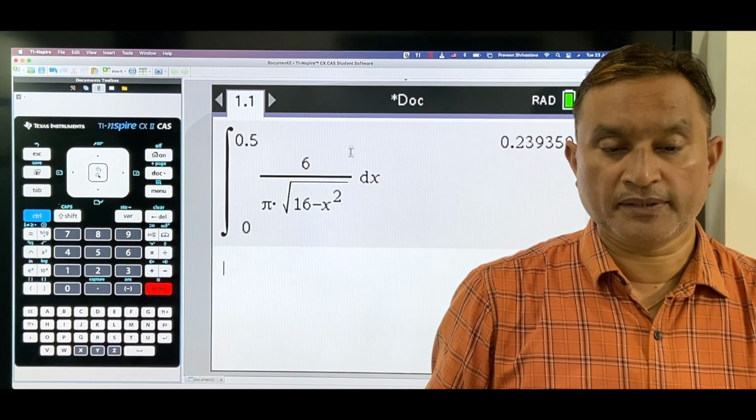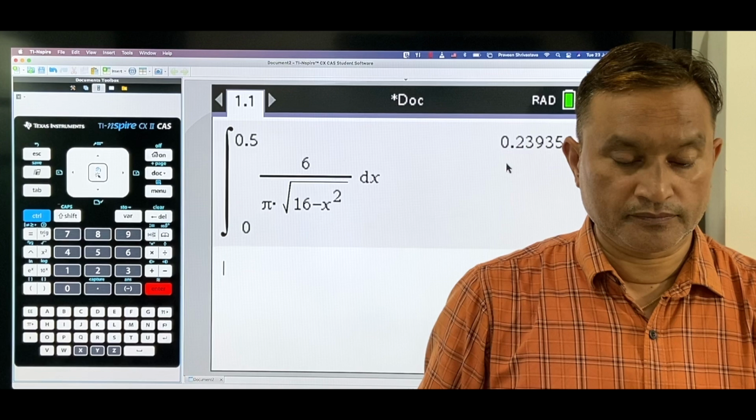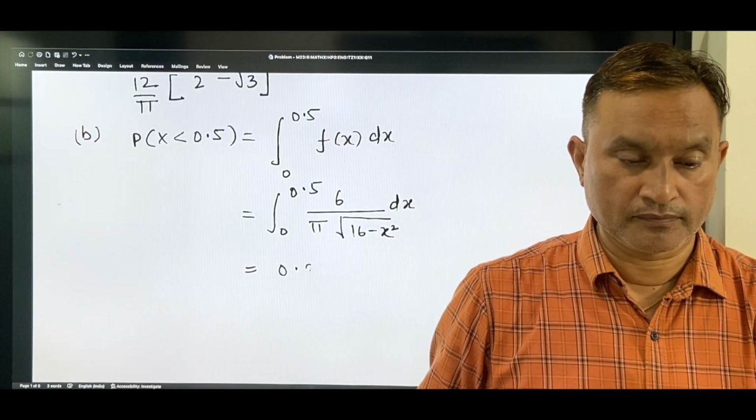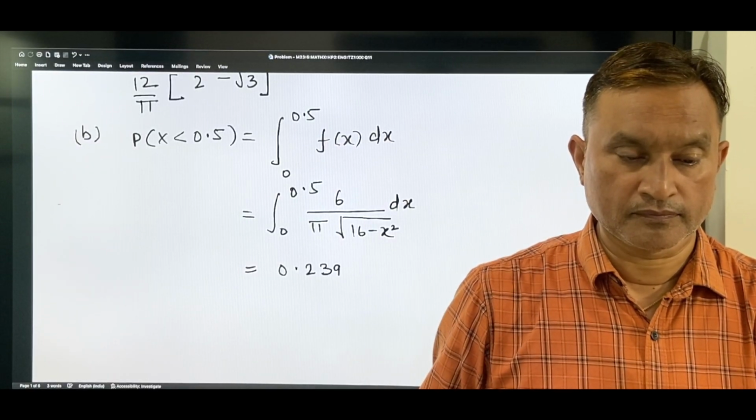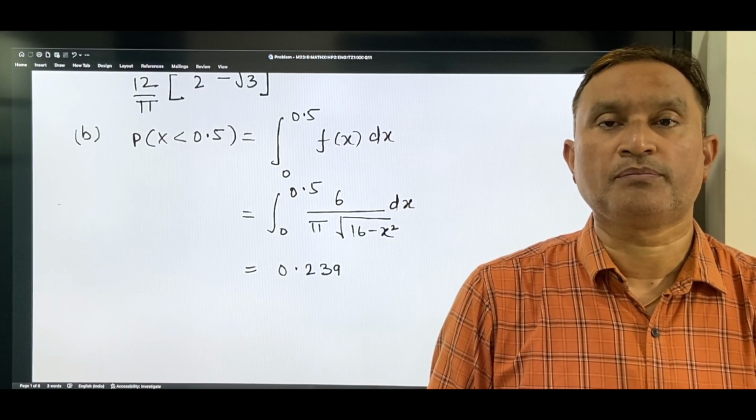And the answer would be 0.239. So this is the answer of B part. Now we will proceed to C part.